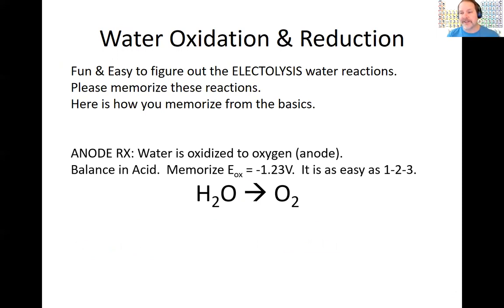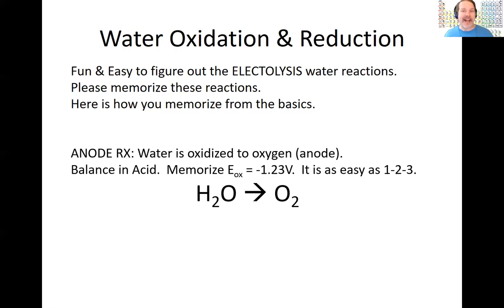Water is oxidized to oxygen. So make water the reactant, make oxygen the product, and we're going to balance it in acid. I'll actually go through the steps. And then just remember the oxidation potential for that is negative 1.23 volts. So it's as easy as 1, 2, 3 to memorize. Get it? 1, 2. Okay, you got it.